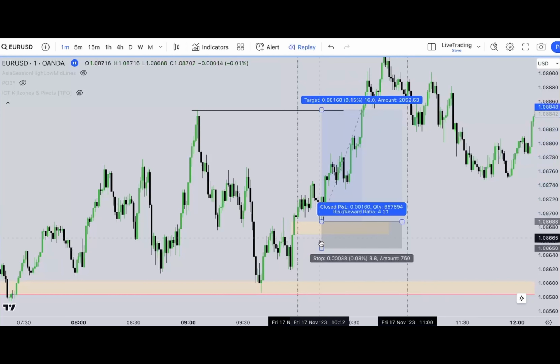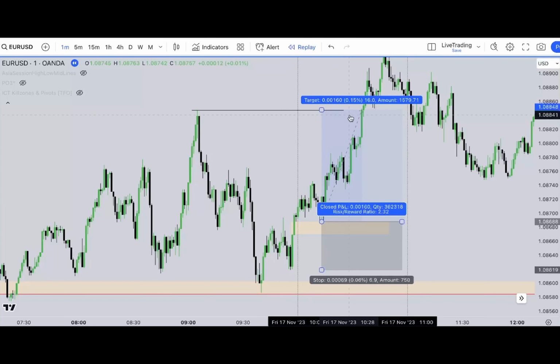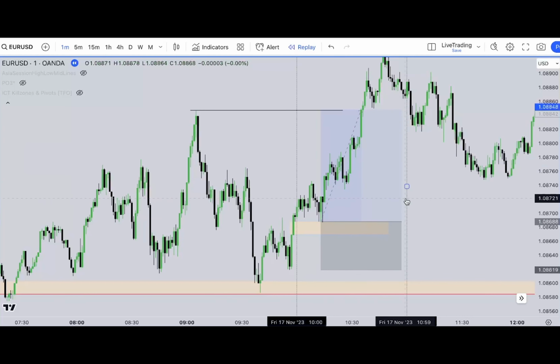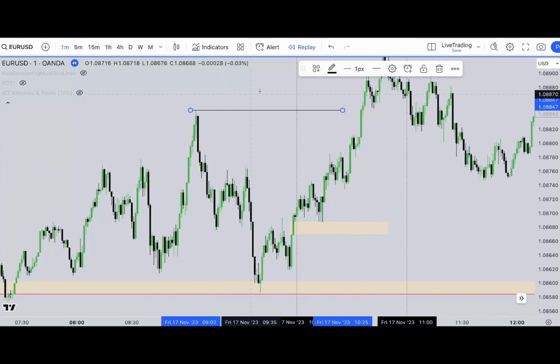If you don't like this stop loss, you can even put it under this low, which had a really nice trade. If you miss this, that can happen. There are more trades because we know this is the power of the silver bullet. Inside the silver bullet window, price wants to draw towards the liquidity pool. And this is the liquidity pool we have right here.